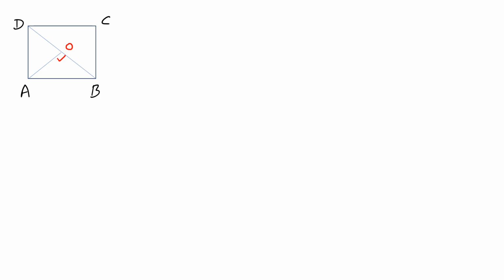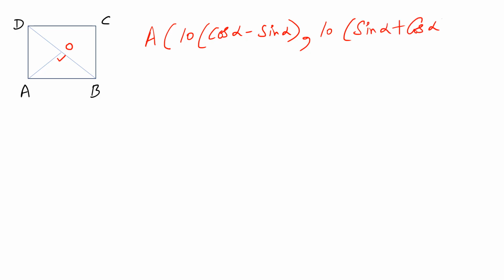Now students, we will find the perpendicular distance of the vertex A from the diagonal BD. That means the length of perpendicular AO. Now the coordinates of A are 10 times cos alpha minus sin alpha, comma 10 times sin alpha plus cos alpha. And to find the perpendicular distance of A from the diagonal BD, I will use the formula mod of ax1 plus by1 plus c upon square root of a square plus b square, which we use to find the perpendicular distance of the point from the given straight line.